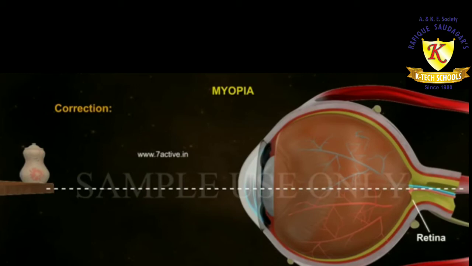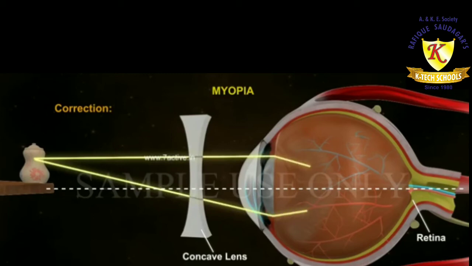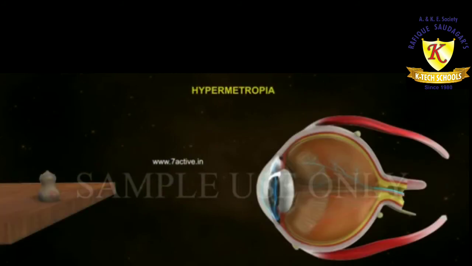Correction. To compensate for this, we interpose a concave lens between the eye and the object with the diverging effect desired to get the image focused on the retina. So this is the correction we can use. Next is hypermetropia.